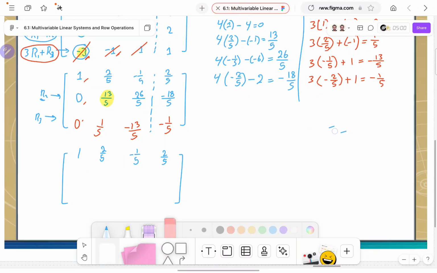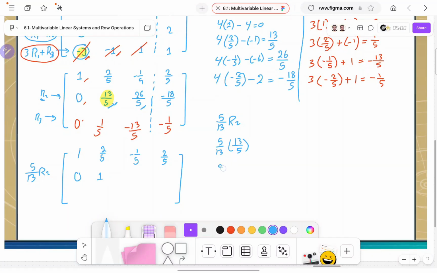Okay, so now to make this value 13 over 5 equal to 1, I multiply row 2 by what? Row 2 times 5 over 13. So let's multiply row 2 by 5 over 13. So the answer is, here is 0, here it should be 1.